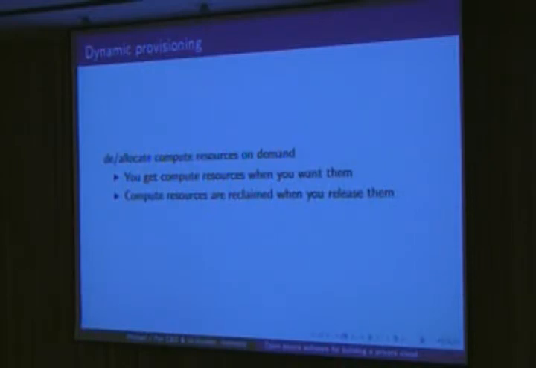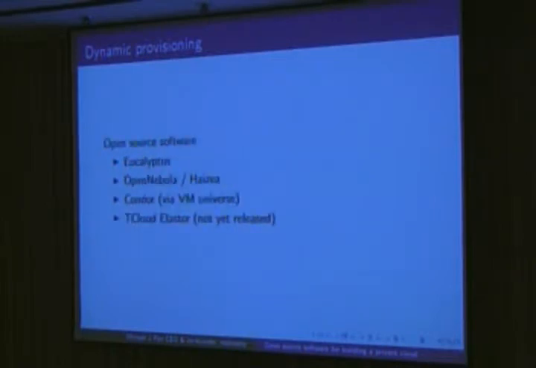Okay, so then dynamic provisioning. It allows you to allocate and deallocate compute resources on demand. You get the compute resources when you want, and the provisioner reclaims them when you release them, and you say you don't want them anymore. Available open source software include Eucalyptus, OpenNebula, Haizea, and Condor. And so those are the three that are released.